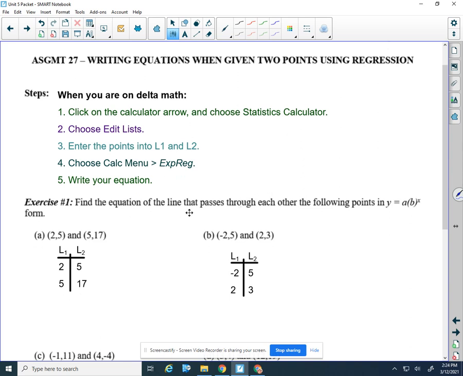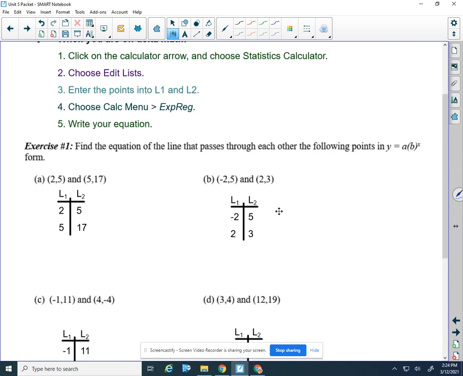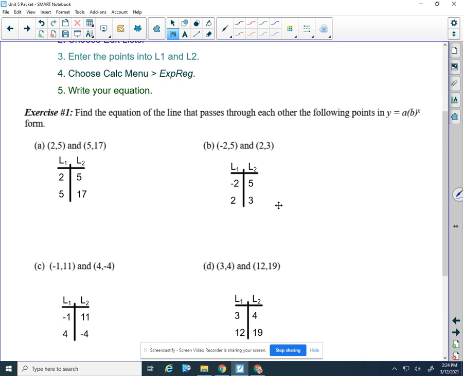All right, exercise 1. We only have 4 problems. It's more of the same practice. So it says find the equation of the line that passes through each of the following points in y equals a times b to the x form. Remember, our A number is our starting number. The B number is the multiply rate.